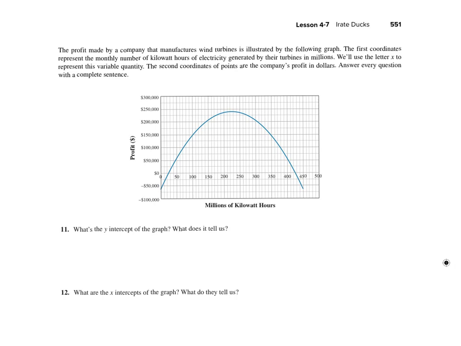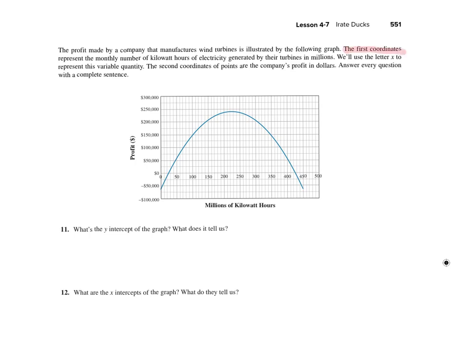So lesson 4.7, we're going to look at pages 551 and 552. The profit made by a company that manufactures wind turbines is illustrated by the following graph. The first coordinates represent the monthly number of kilowatt hours of electricity generated by their turbines in millions. We will use the letter X to represent this variable quantity. So again, let's go ahead and highlight that because that looks important.